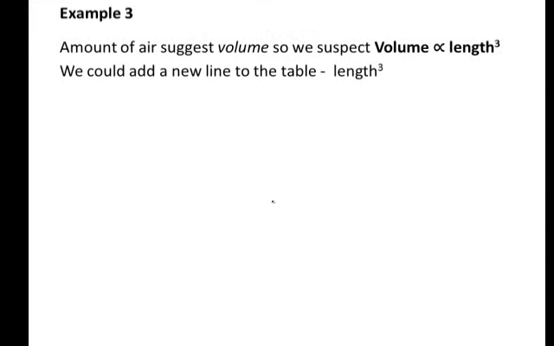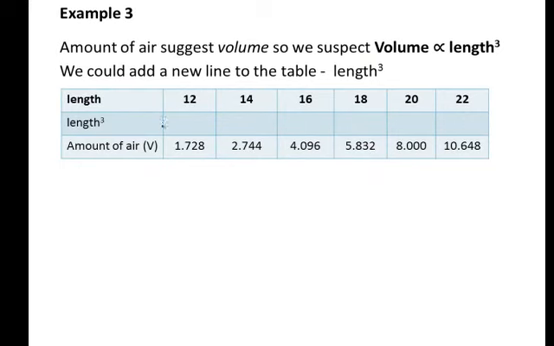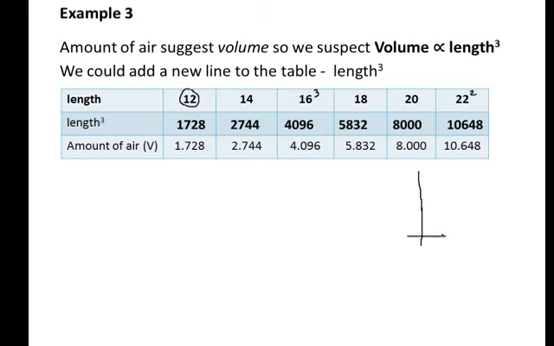So we add a new line to our table, length cubed, and we cube each of these values. Now this causes us a little bit of a problem, especially when we're looking at 22 cubed. We can see we're up into the 10,000s. So drawing the graph of this is certainly possible, but it's going to be very hard to get any level of accuracy when we need this axis here to go up as far as nearly 11,000 on a normal size graph.